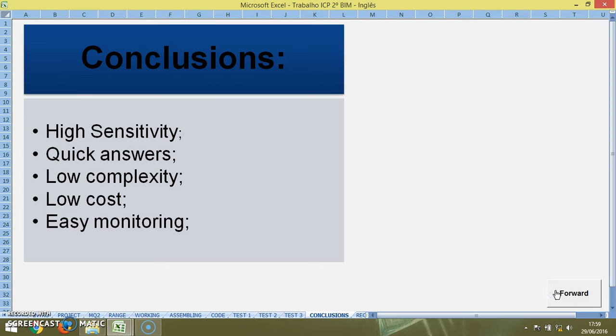Conclusions. The flammable gas detection system with an MQ2 sensor proved to be highly sensitive to exposure to the gas used in the test, and the responses obtained through the stimulation of the sensor were very quick, which adds value to the system due to its low cost, low complexity of assembly, and the simple program required for the gas monitoring.